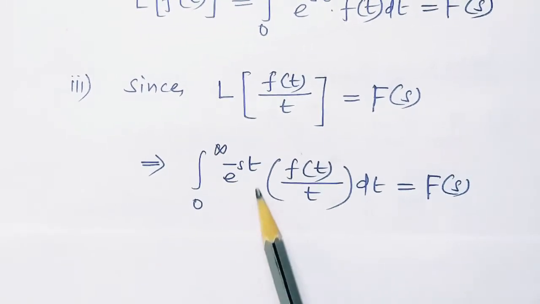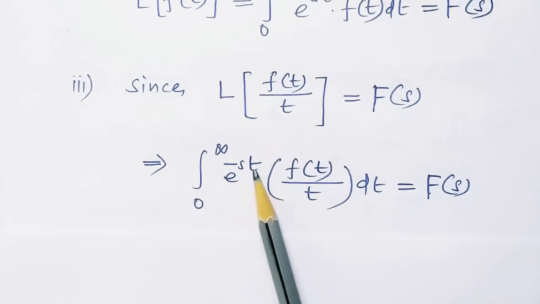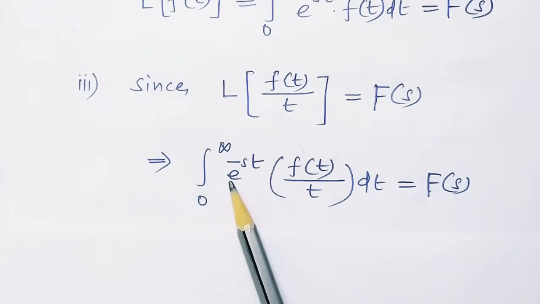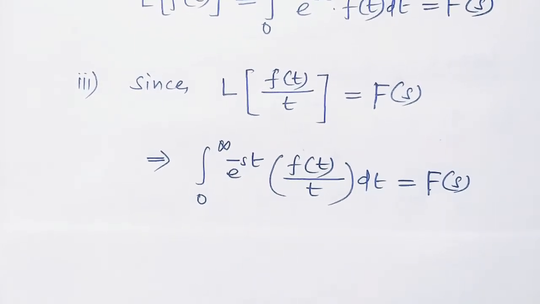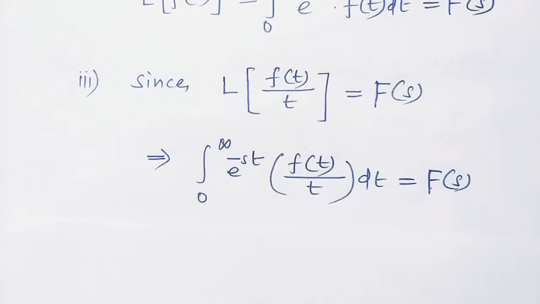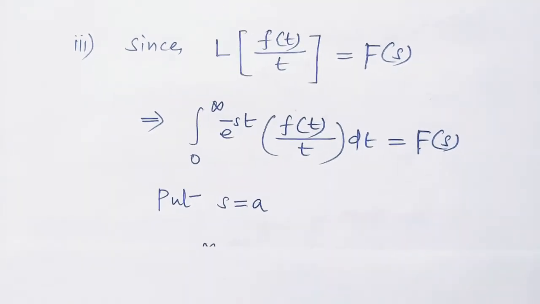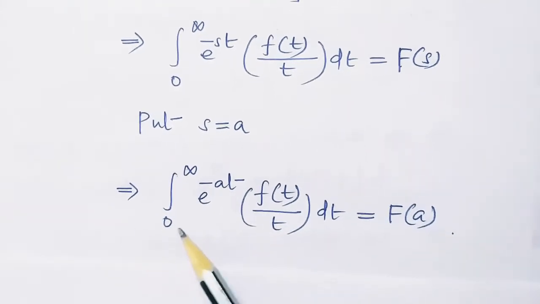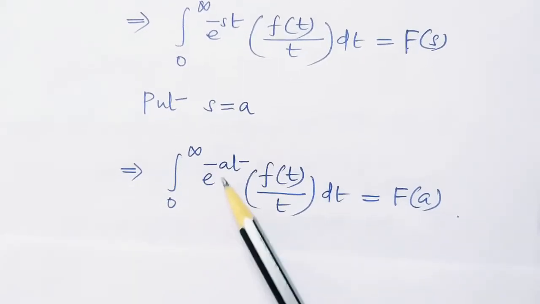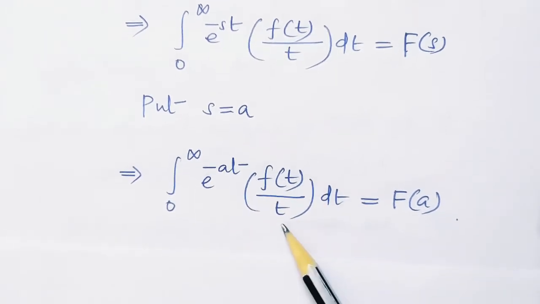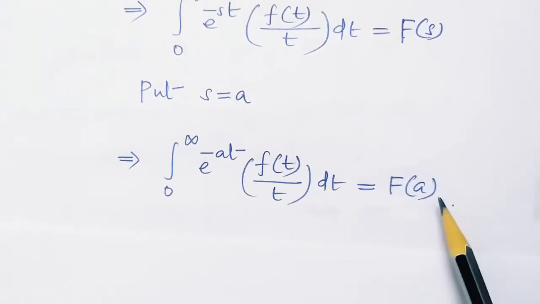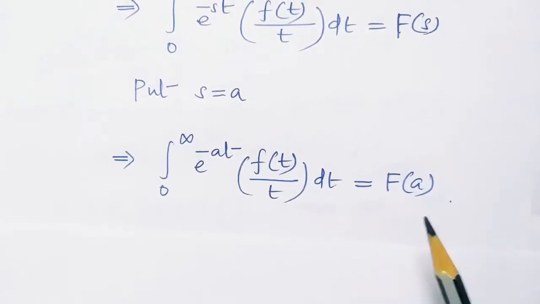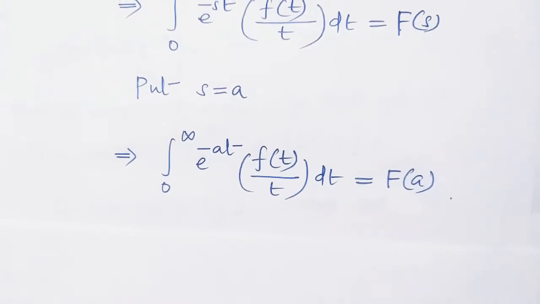But as I told you, we are interested in e to the power of minus at, that means the coefficient of t happens to be a, but here we have the coefficient of t as s. So that is possible just by replacing s with a. So put s equal to a on both LHS as well as RHS, and finally we obtain the result as integration from 0 to infinity e to the power of minus at f of t divided by t dt, that is equal to f of a, by replacing s equal to a. Now let's see how the problems work on these two types.